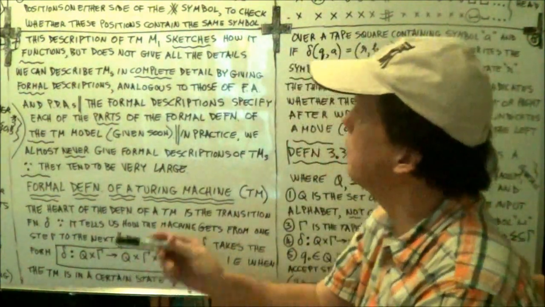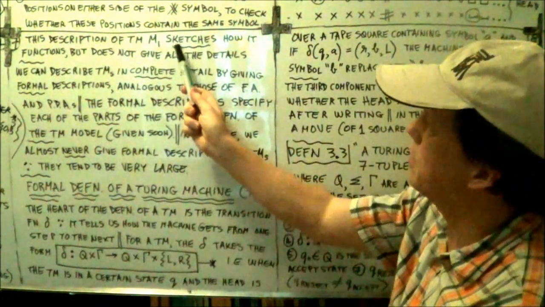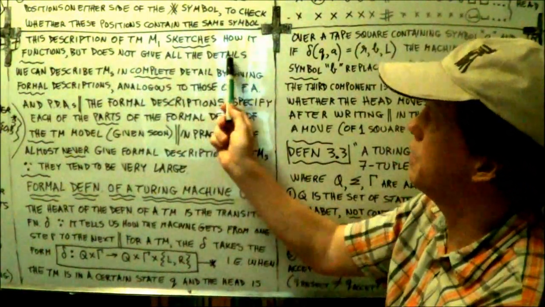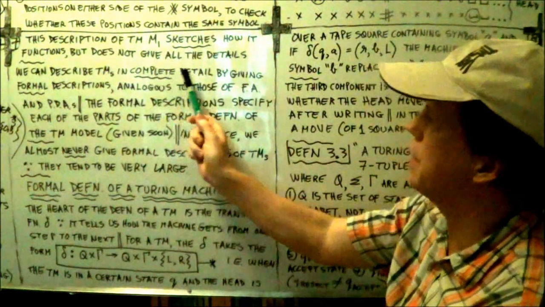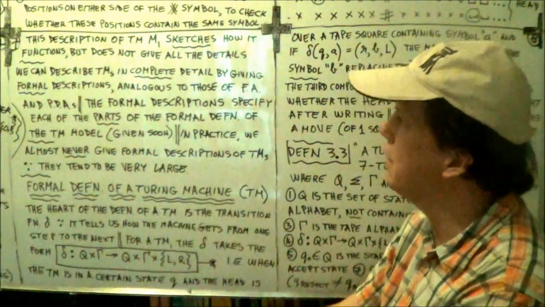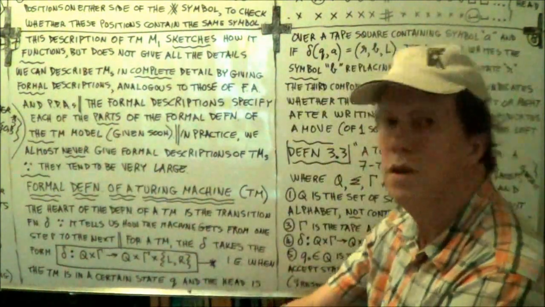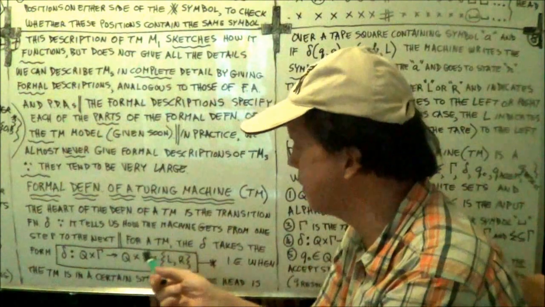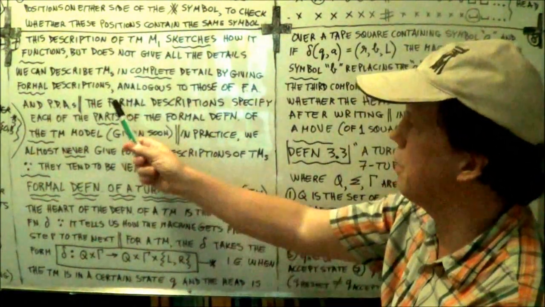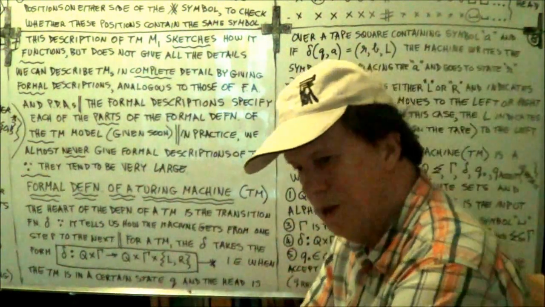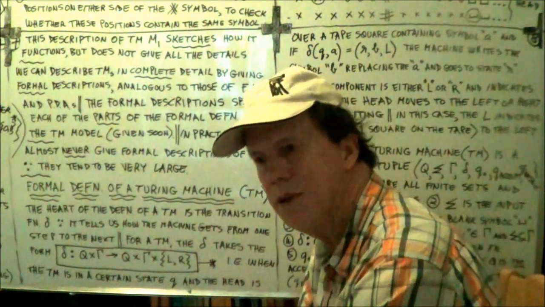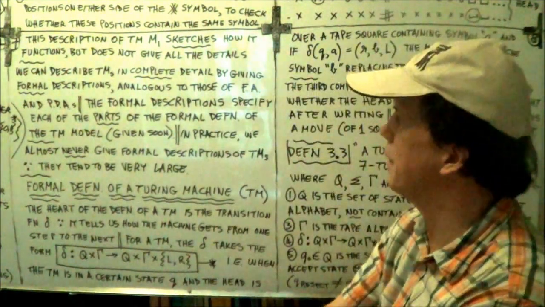Okay, so we've just sketched how it functions, but we haven't given all the details. So to get the complete description of what's going on, how a Turing machine functions, you need the formal description. You need this 7-tuple, as I'll get onto in a moment. Right? Now, as usual, a formal description. This 7-tuple describes the parts of the machine. These 7 things.